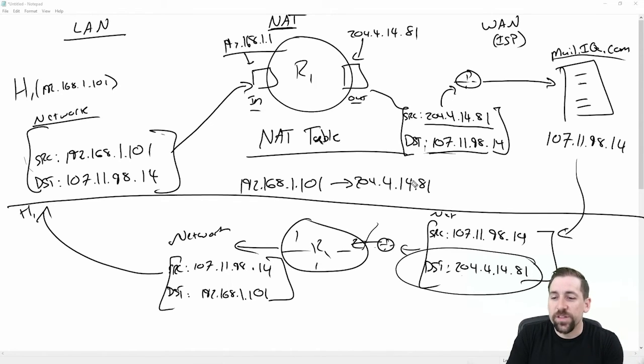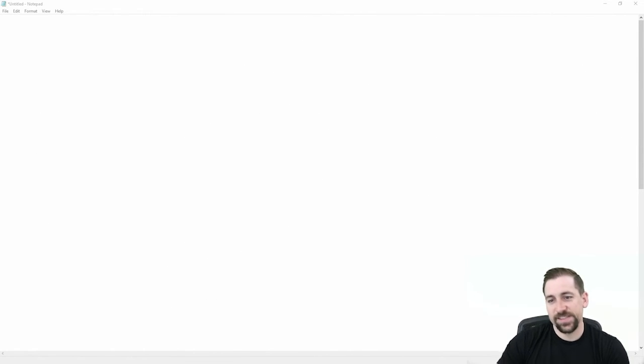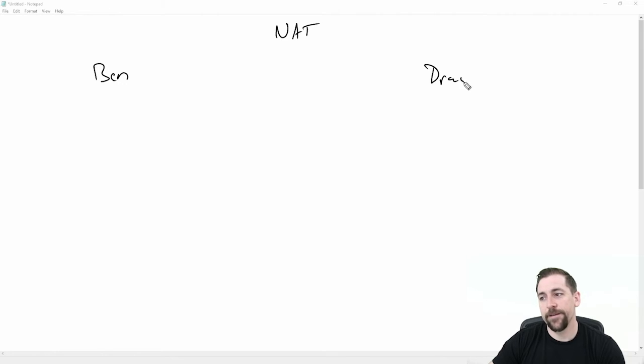Now that we know what the functionality is and why we decided to do this, we can also talk about things like benefits and drawbacks. And this is where it gets a little funky, where if you remember at the start of this discussion, I said, so let's do NAT benefits and drawbacks.